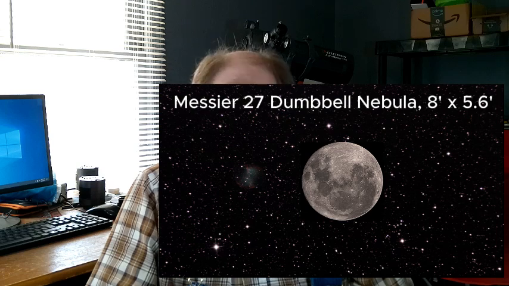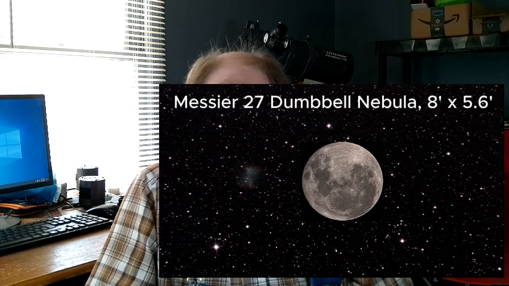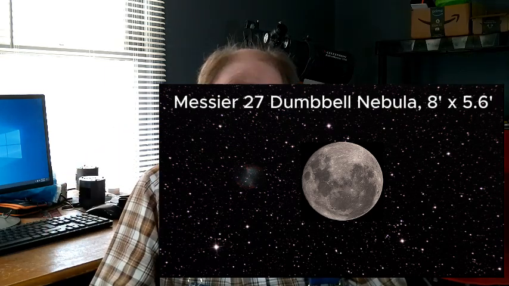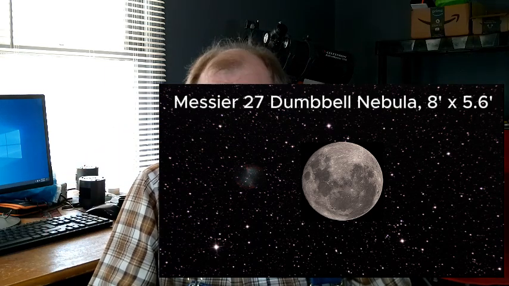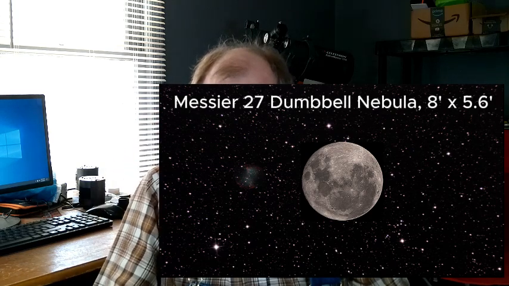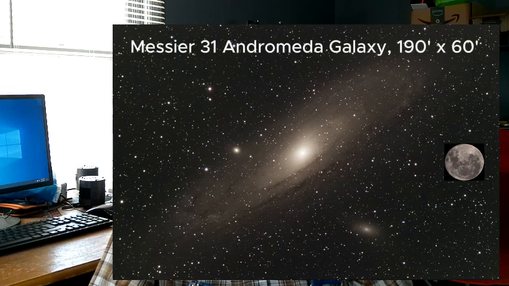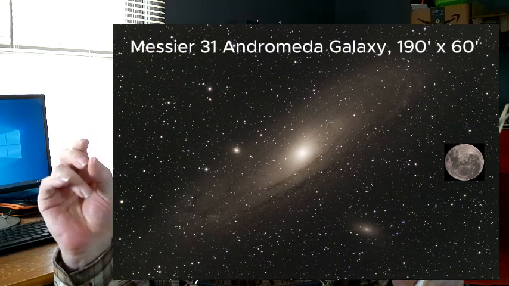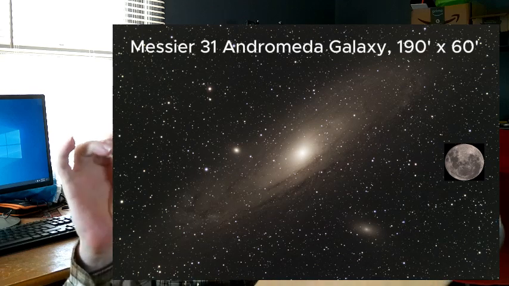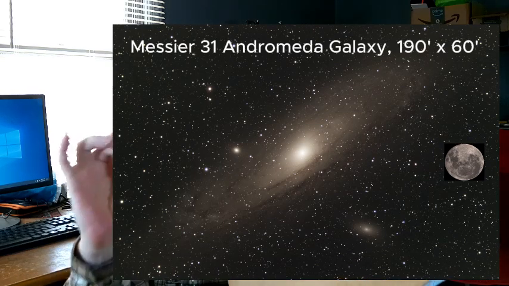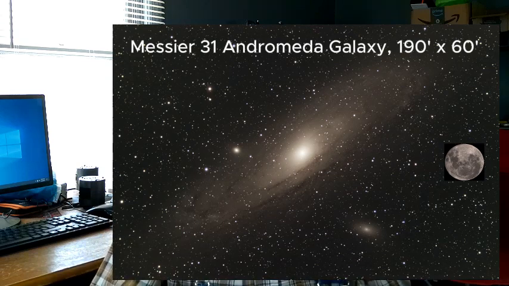Here's M27, the Dumbbell Nebula. It's about the same apparent size as M32. It's 8 arc minutes by 5.6 arc minutes. A little smaller, but not much. Here's M31. Now it's 3.1 degrees by 1 degree, which makes it a lot bigger than the moon. If you put the moon and Andromeda Galaxy right next to each other and had cat's eyes so you could see the whole Andromeda Galaxy real clear, it would be about 6 times as large as the moon. It's one of the biggest things in the sky.